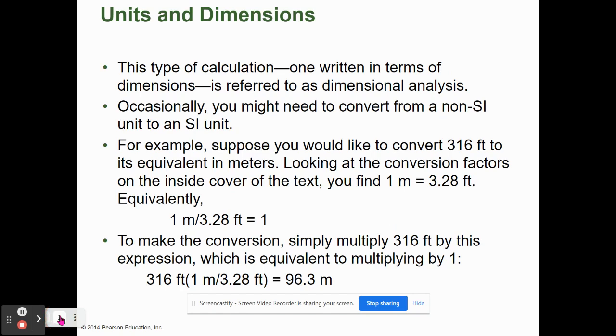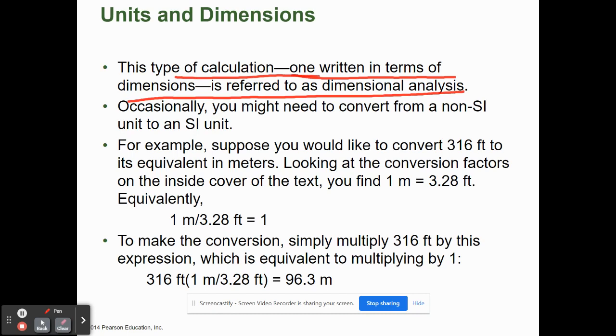Okay? So today we're going to look at changing units. This type of calculation, one written in terms of dimensions, is referred to as dimensional analysis. So when we talk about changing units, changing back and forth, that's what we call dimensional analysis, where we can change from one unit into a different unit. A calculation written in terms of dimensions is what we call dimensional analysis.